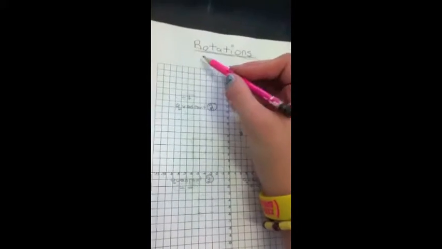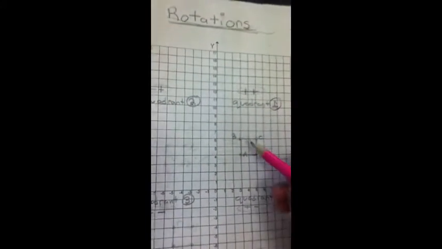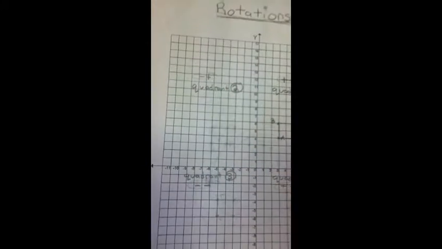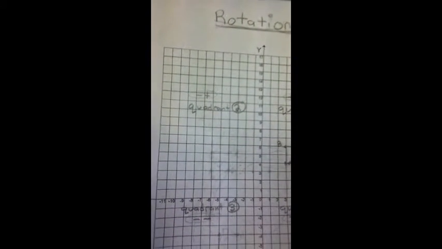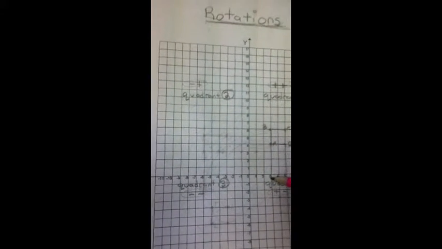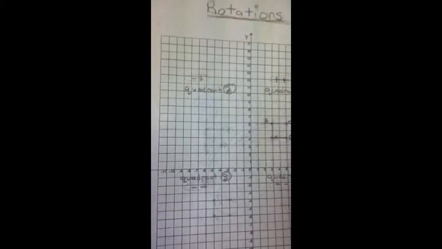On to rotations. We're going to rotate a square 90 degrees counterclockwise, 180 degrees counterclockwise, and 270 degrees clockwise. Okay, let's start off easy with the 90 degrees counterclockwise. We're going to move points A, B, C, and D counterclockwise. A would be 3, 4, B at 3, 6, C at 5, 6, and D at 5, 4.